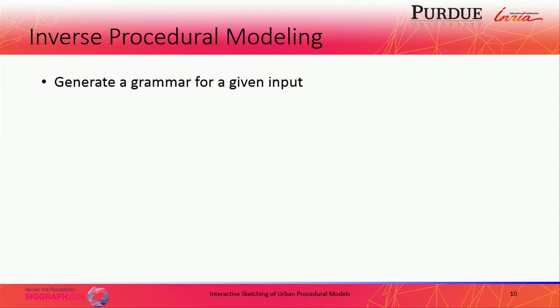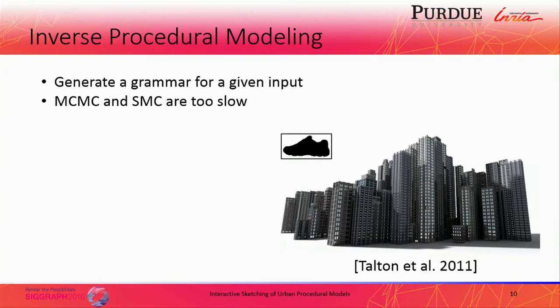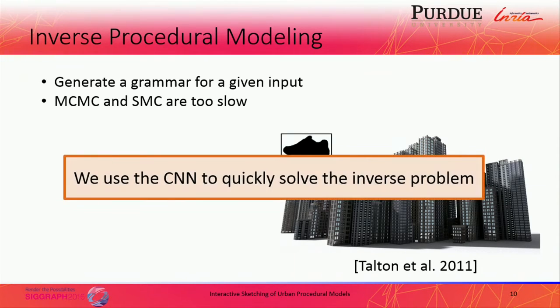So far, the most promising approaches are Markov chain Monte Carlo and sequential Monte Carlo, but these generative approaches are too slow for interactive applications. Instead, we use the convolutional neural network, CNN, or ConvNet, to quickly solve this inverse problem.